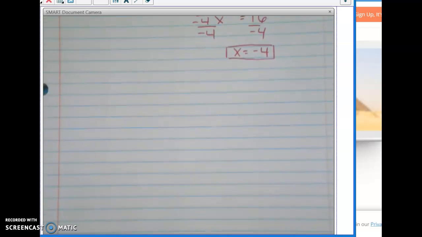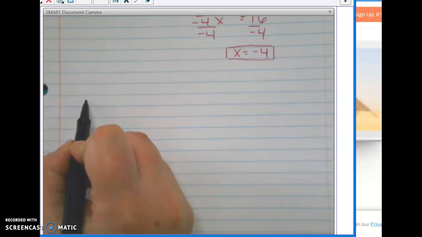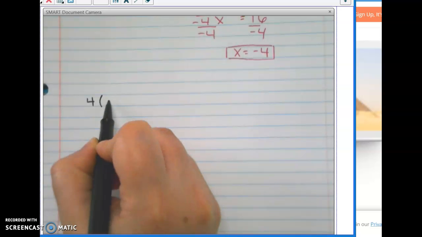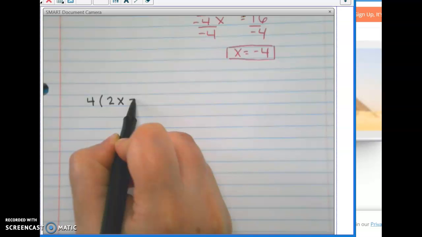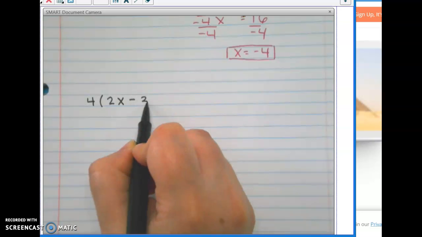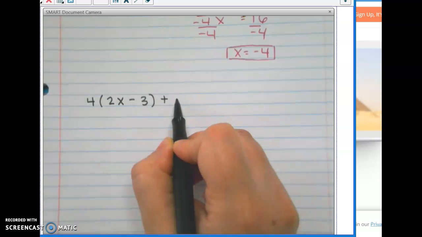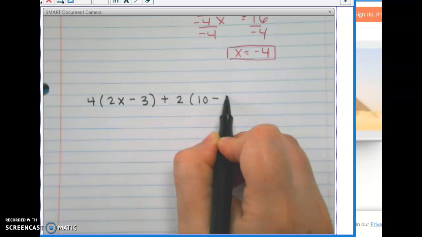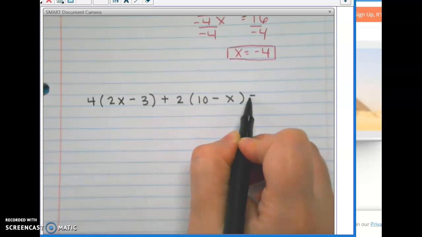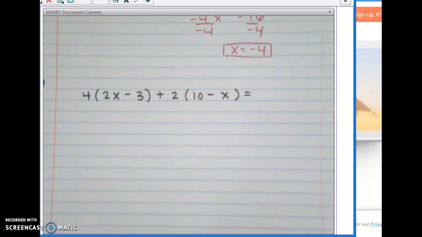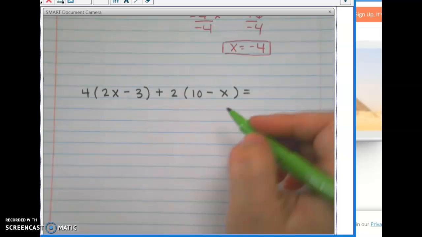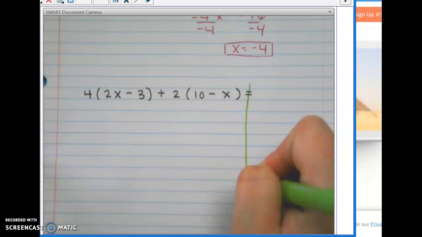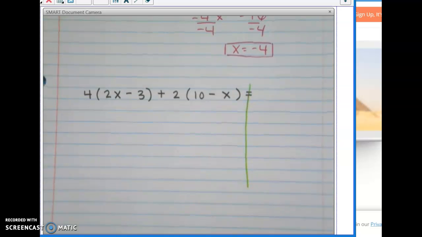All right, let's do one more. All right, and again, I'm going to leave that side blank until we clean up everything on the left-hand side here. So if you need to, pause the video here and just distribute and combine like terms on the left-hand side there.